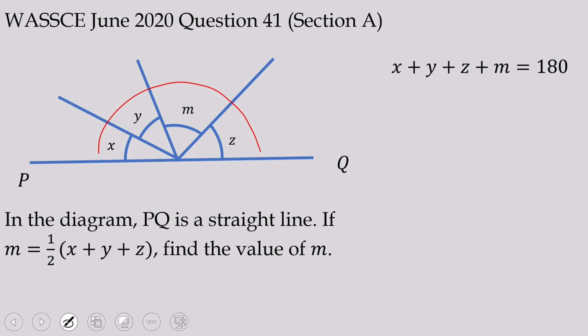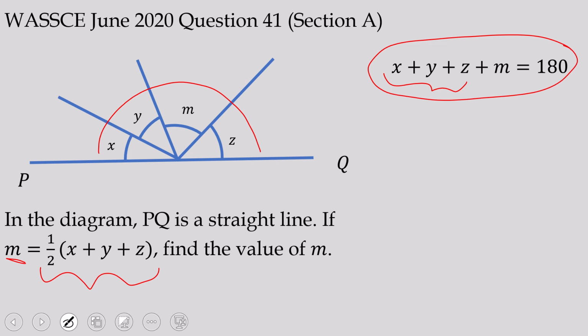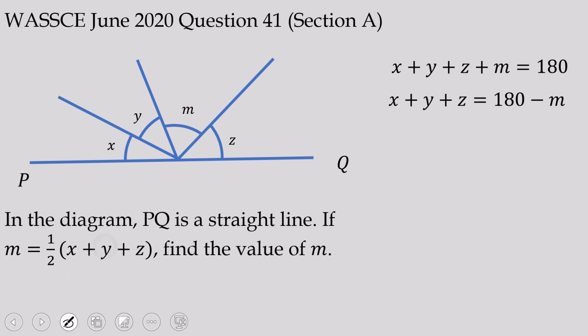Now we've also been told that m is equal to half of x plus y plus z. So what I'm going to do over here is make x plus y plus z the subject. Okay, so I'm going to move this m over here to the other side. It becomes negative m. So I get x plus y plus z is equal to 180 minus m.